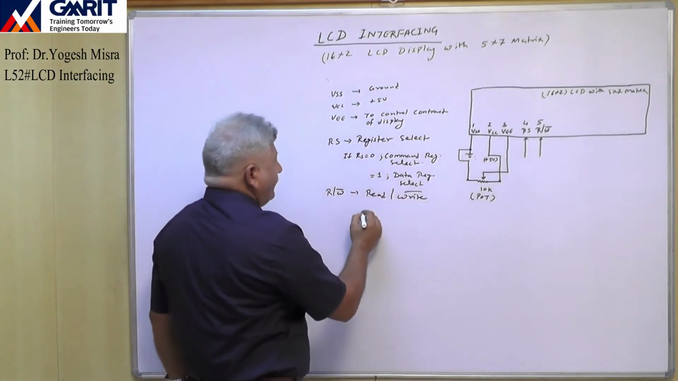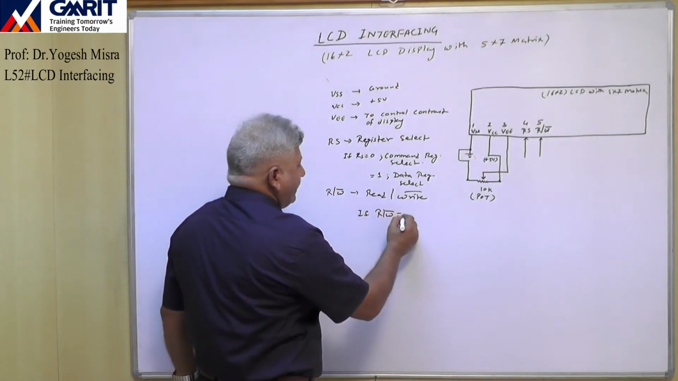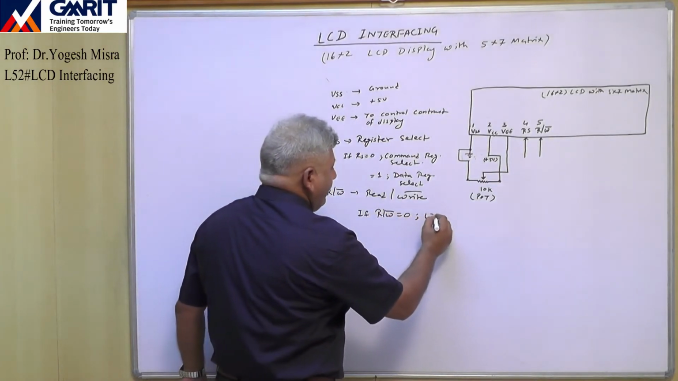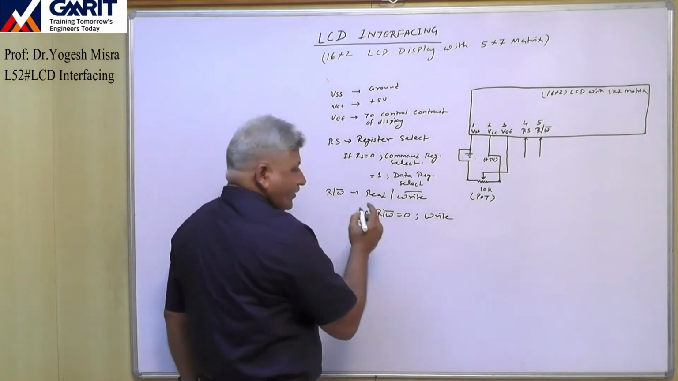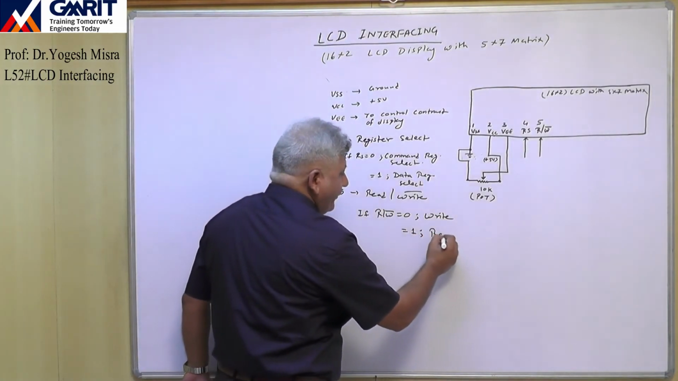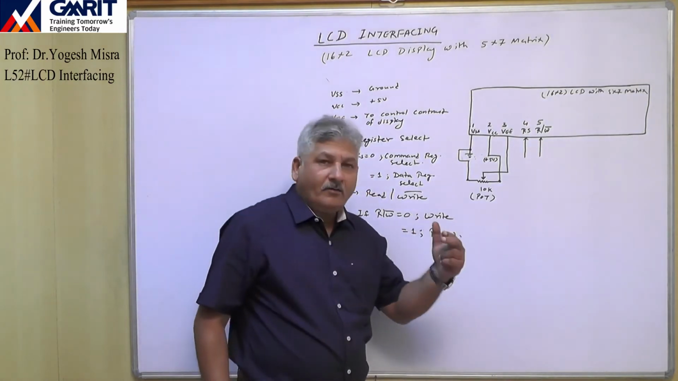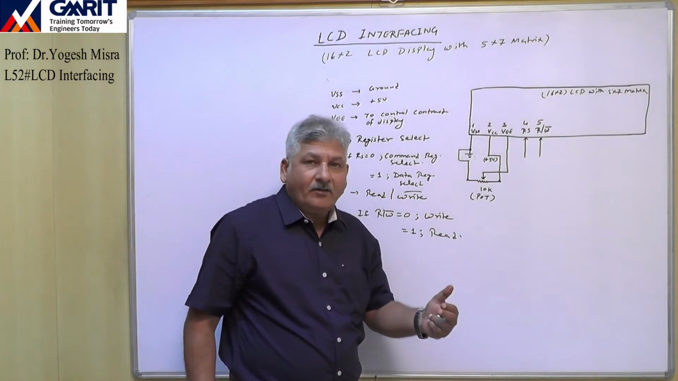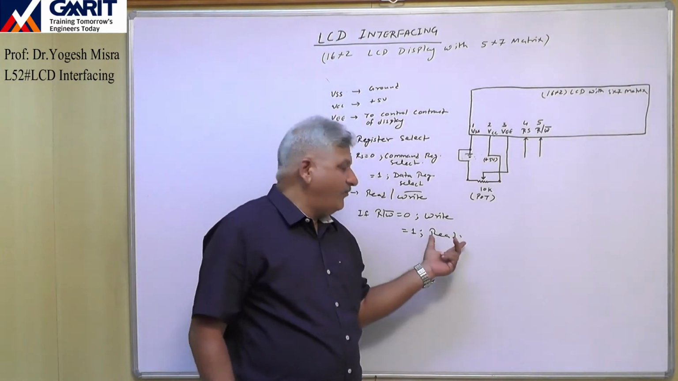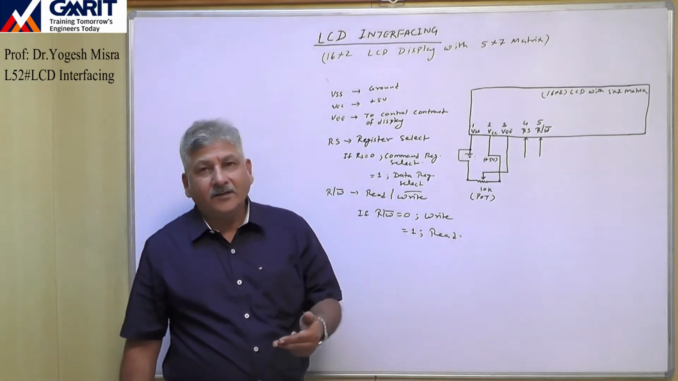Read/write bar. If this pin is 0, then a write operation will be performed, and if this pin is 1, then a read operation will be performed. So a write operation will be done on the command register or data register, and in the same way a read operation will be performed from the command register or data register.